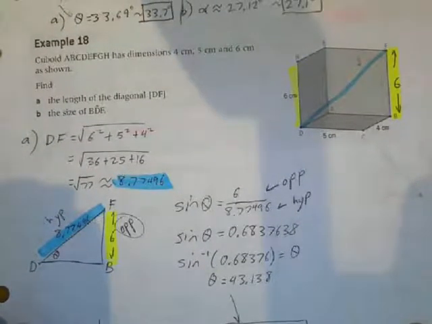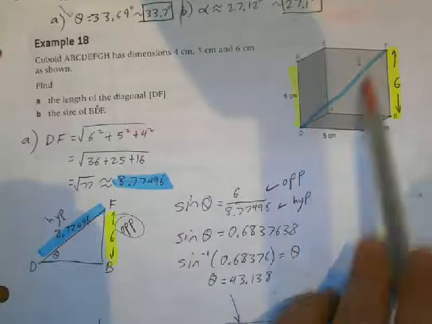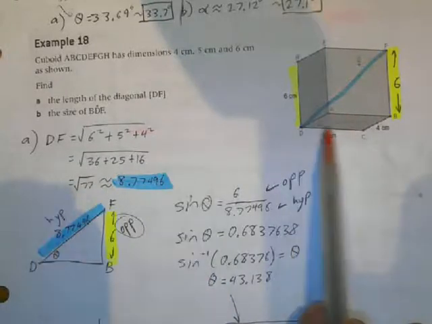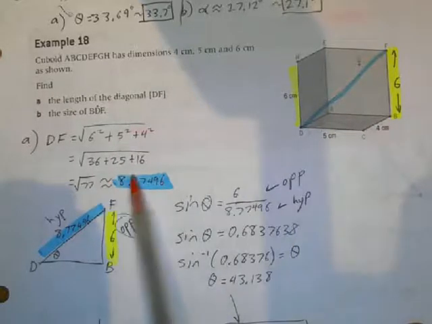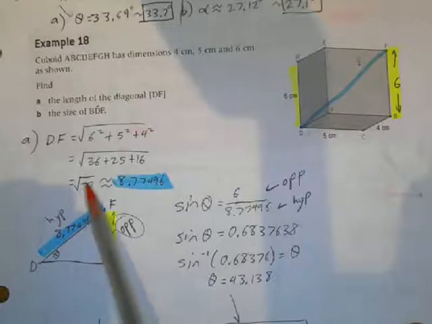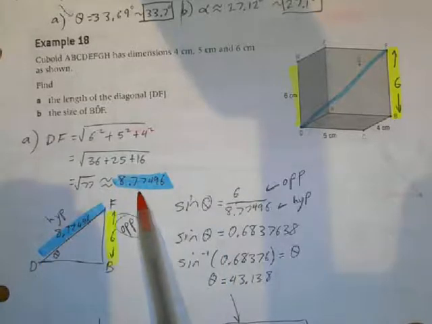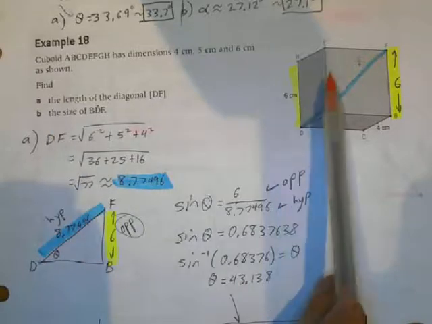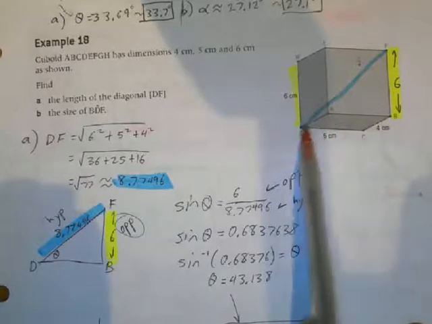Okay, so find the length of diagonal DF. So D to F, it goes diagonally in the box. So 6 squared plus 5 squared plus 4 squared, add those together, take the square root. The length from D to F is 8.77. Okay, find the size of angle BDF. So B to D to F.